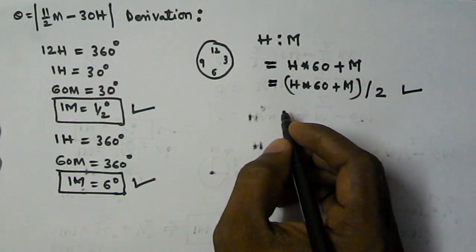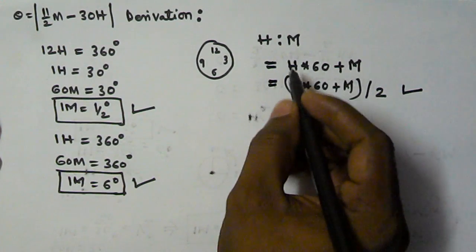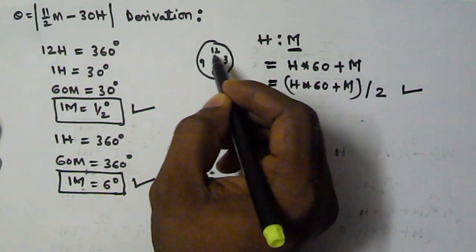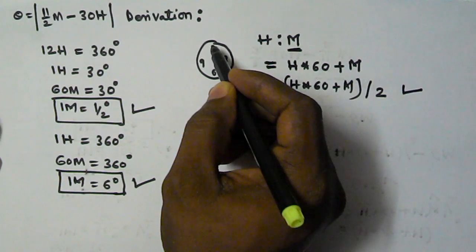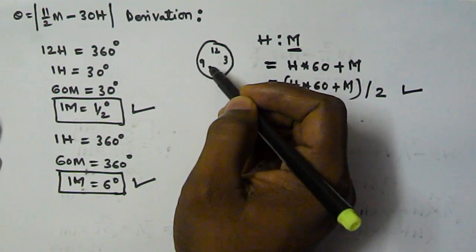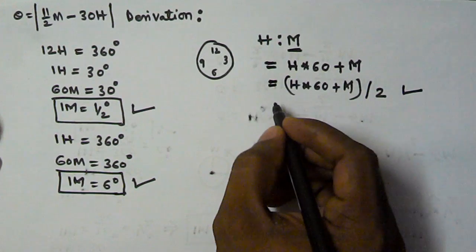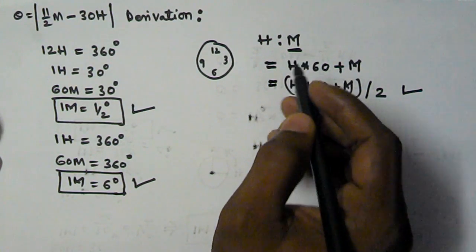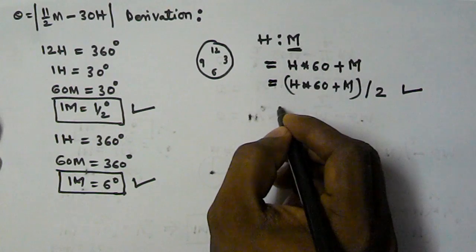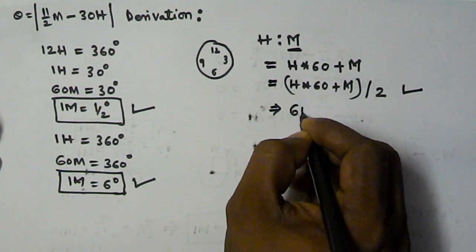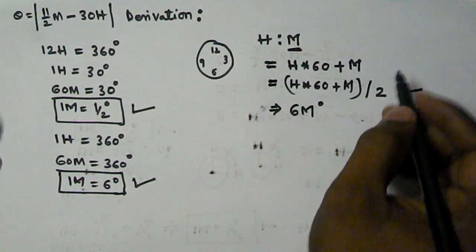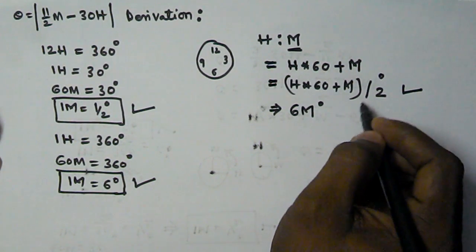Now let us take the minute hand. The minute hand has traveled m minutes only. We have to take m only, because the minutes are between 1 to 60, so it will cover only that many minutes. If the minute hand travels m minutes, then in m minutes, each minute it makes 6 degrees, so it makes 6m degrees. And the hour hand is making (60h plus m) by 2 degrees, right?